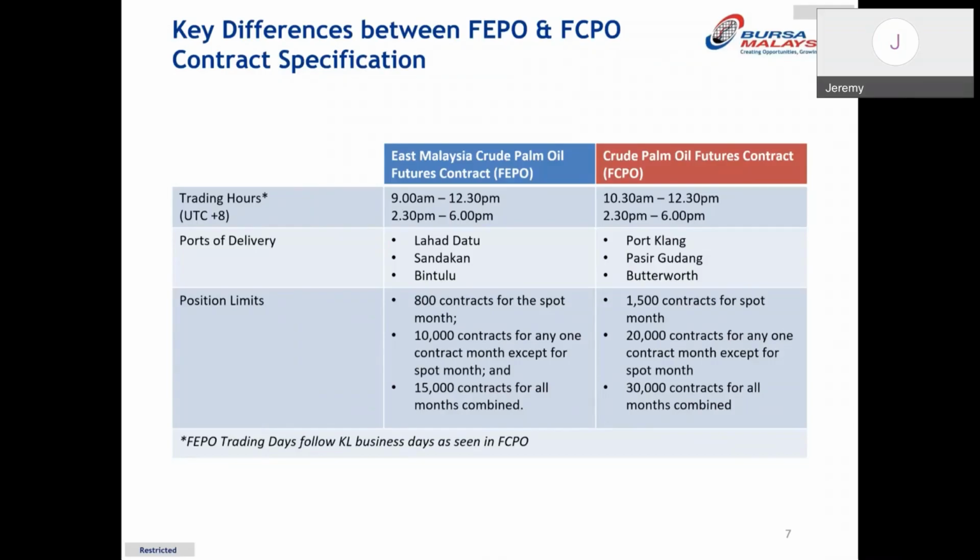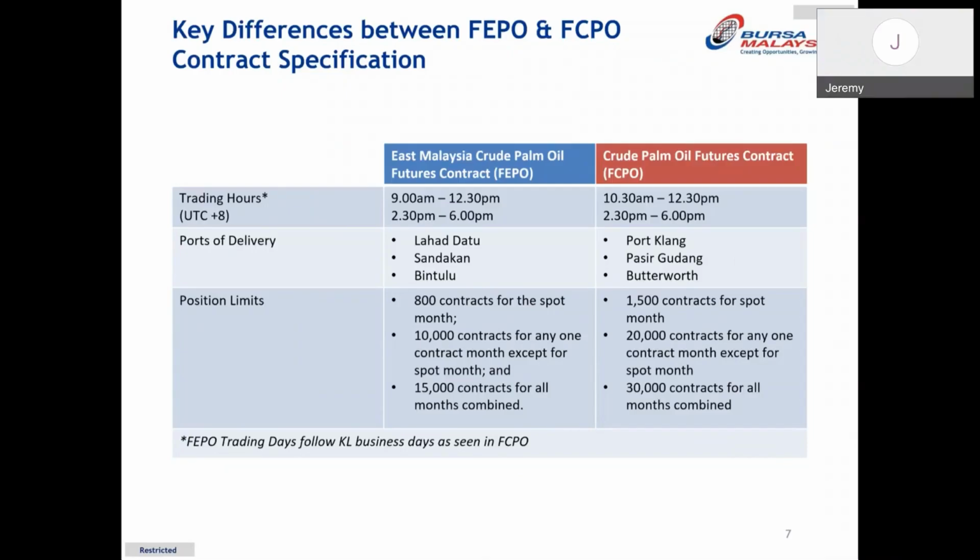So 800 contracts for the spot month, 10,000 contracts for any contract month except the spot month, and 15,000 total contracts, all months combined. This is for FEPO, while for FCPO it is 1,005 contracts for the spot month, 20,000 for any one contract month except the spot month, and then 30,000 for all months combined.